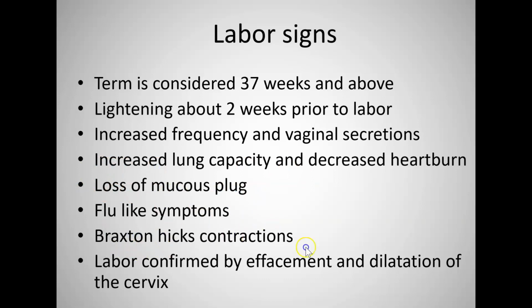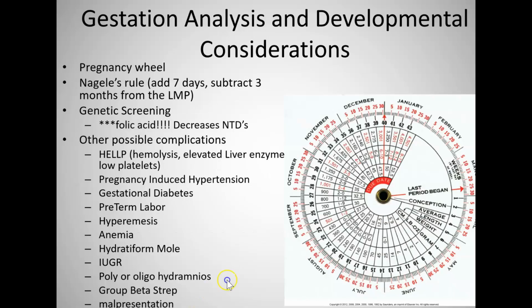Flu-like symptoms. Sometimes they have Braxton Hicks contractions, which are what they call fake contractions, and labor is confirmed by effacement and dilation of the cervix. So they'll confirm that the cervix and the bottom part of the perineum area of the woman is thinner, and that the cervix is starting to dilate. You know, you deliver when it's at 10. So it may dilate to 2 or 3, you know.